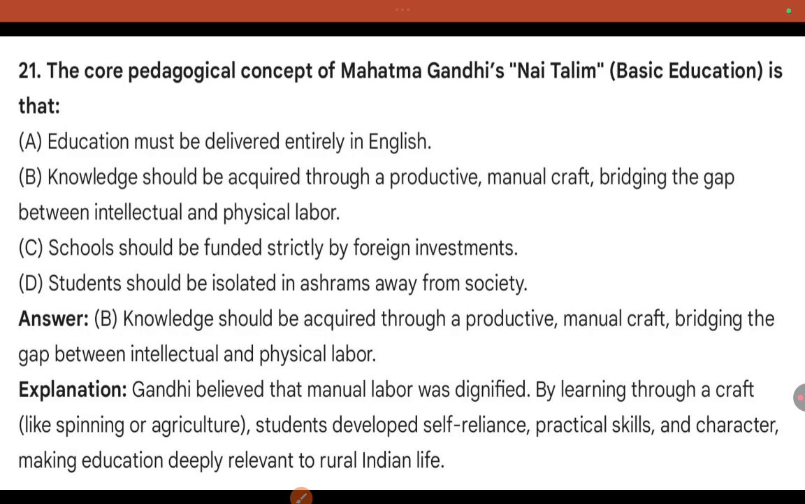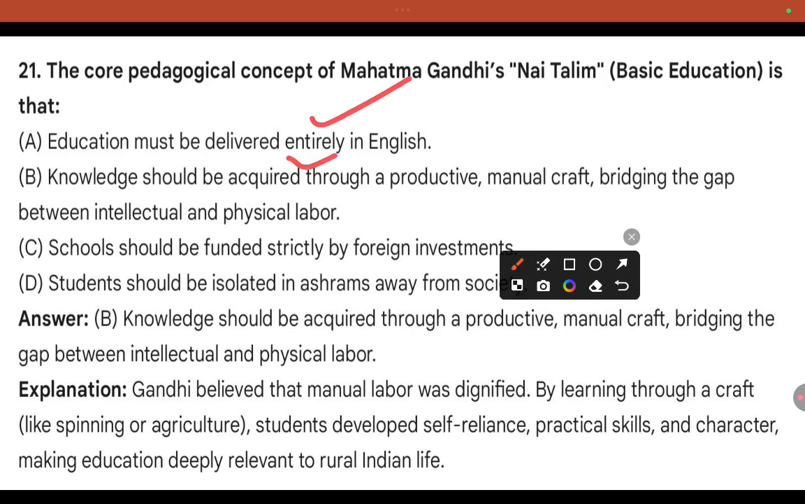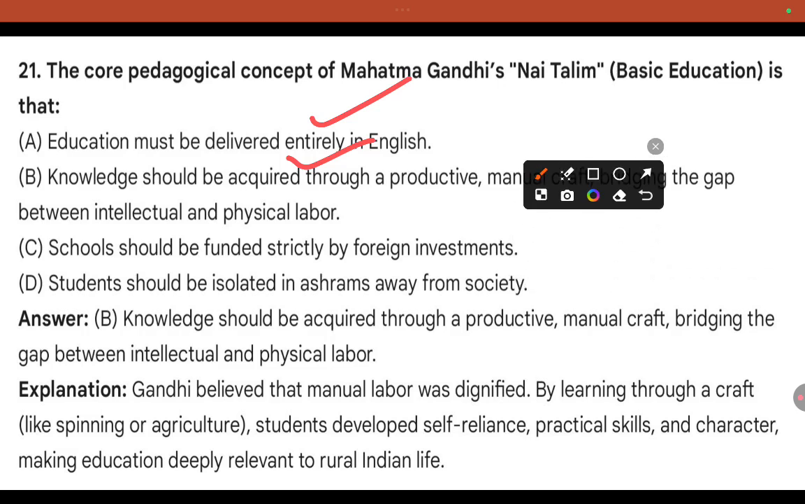21st. The core pedagogical concept of Mahatma Gandhi's Nai Talim, basic education, is that: A. Education must be delivered entirely in English. B. Knowledge should be acquired through proactive manual craft, bridging the gap between intellectual and physical labor. C. Schools should be funded strictly by foreign investment. D. Students should be isolated in ashramas away from society. So your answer is B.